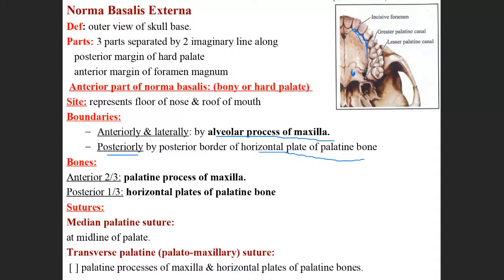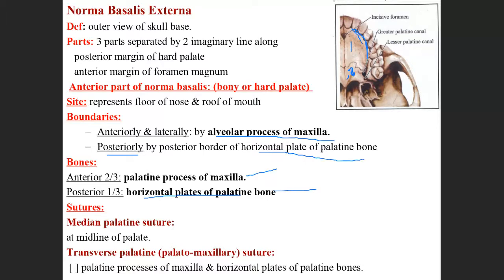So what are the bones present? One is the palatine process of the maxilla and the other is the horizontal plate of the palatine bone. So these are the two bones. They form the hard palate. Okay. Which are the two bones? This one and this one.